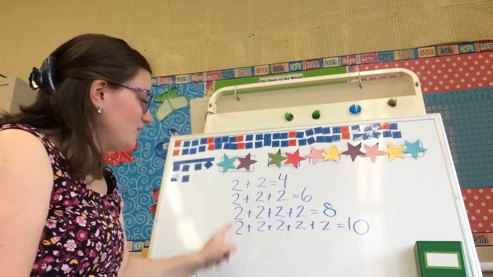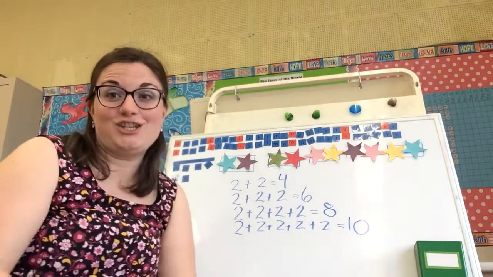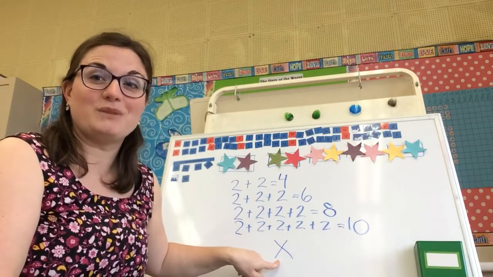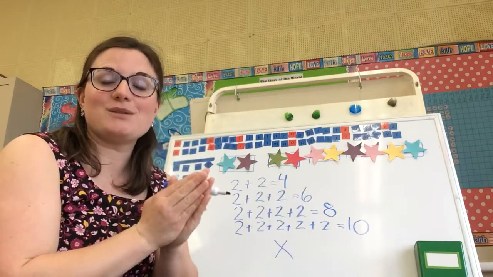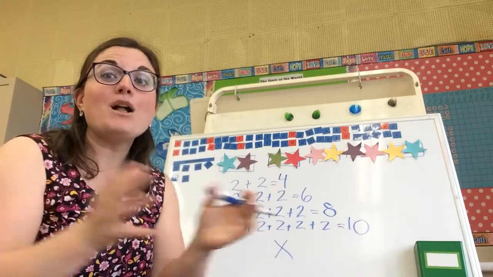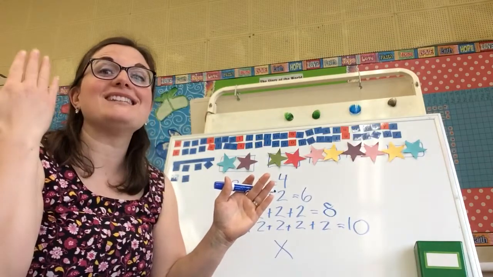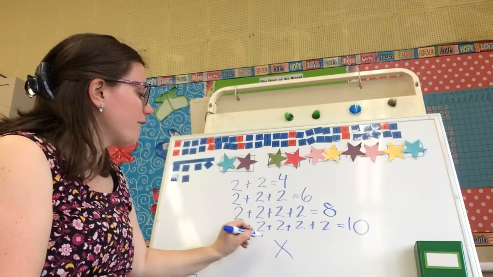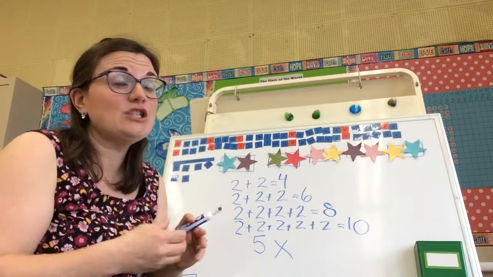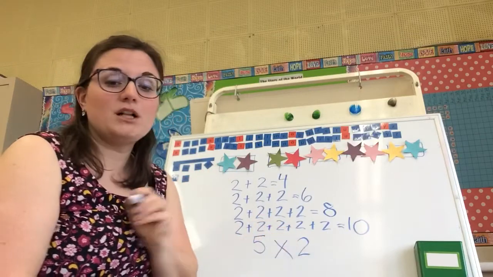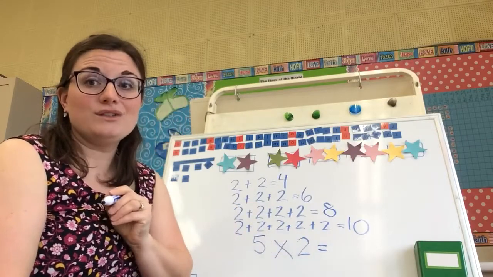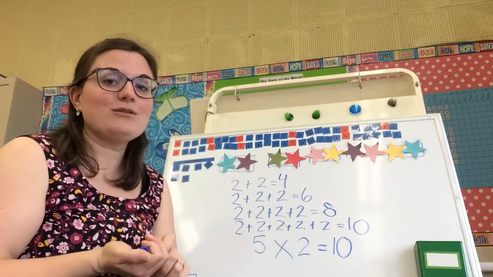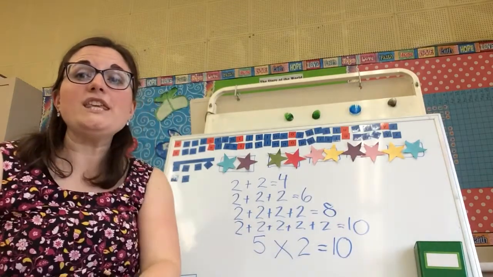Now that was a lot of 2 plus 2 plus 2 plus 2. And I'm going to teach you that there is a new sign that we're going to use, and this is multiplication or multiply. And it means putting together equal groups. So instead of adding each group one by one, we can multiply the number of groups by how many is in the group. So for example, how many groups are there? 1, 2, 3, 4, 5. So there's 5 groups, and how many stars were in each group? 2. So we do 5 multiply or times 2 equals 2, 4, 6, 8, 10.